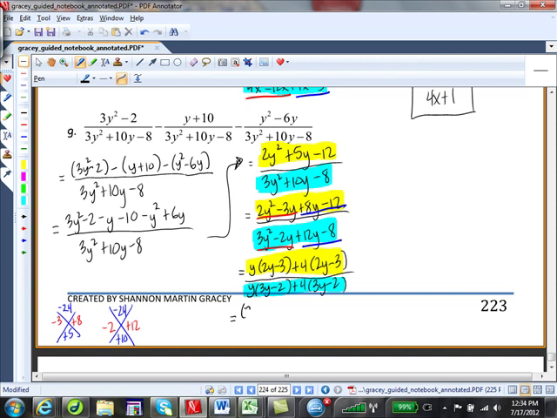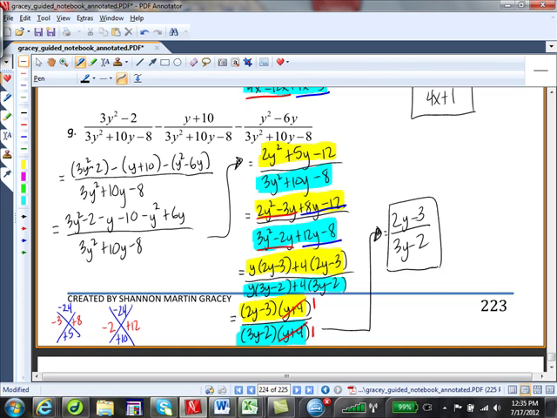Okay, next up, I have a common factor of 2y minus 3 in the numerator, and I'm left with a y plus 4. So now the numerator is completely factored. And then the denominator, I can factor out 3y minus 2, and I'm left with y plus 4. So the denominator is now fully factored. And I can divide out the y plus 4 factor. And at the end of the day, I am left with 2y minus 3 over 3y minus 2. And we're all set.